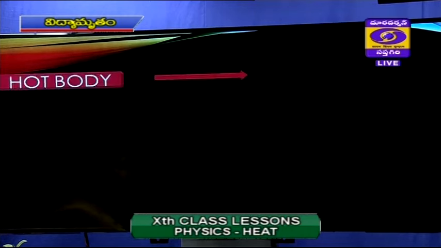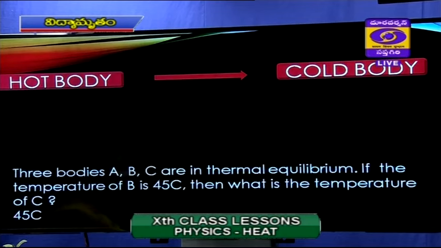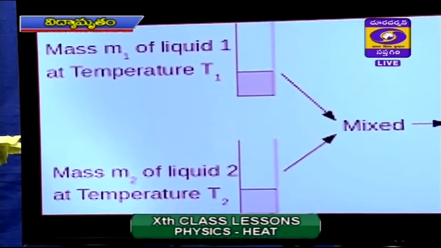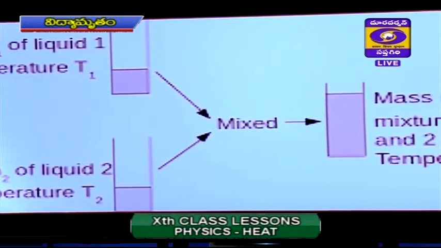Here you can see hot body, cold body, the heat is transferring from hot body to the cold body. Likewise, in the examination they will ask you, if a body A is at a temperature of 45 degrees and B is at 45 degrees, what is thermal equilibrium? A and B are in thermal equilibrium, A is at 45 degrees and B is at 45 degrees. Okay? You have to expect that there is no heat flow and the temperature is constant.